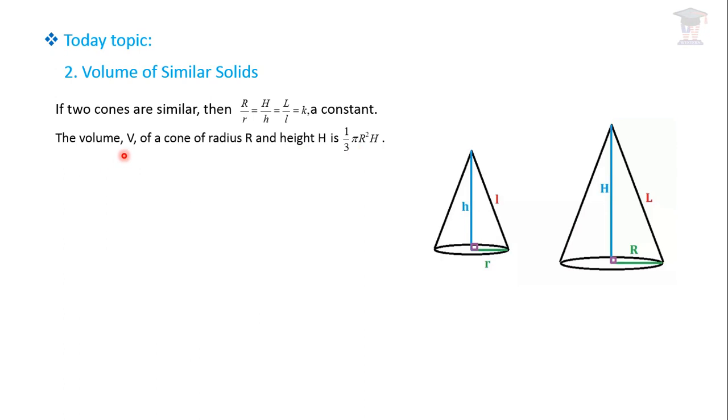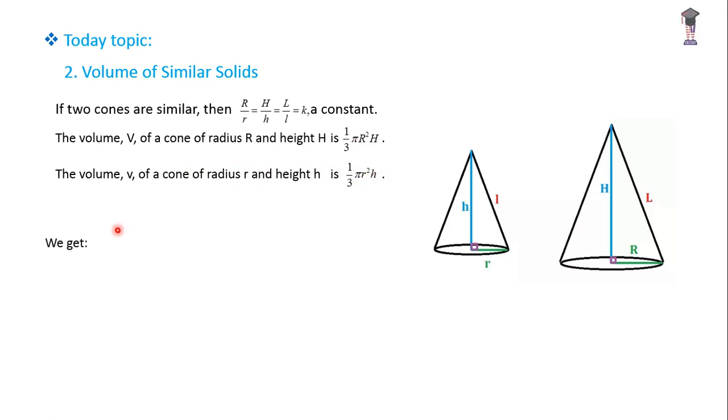So we can identify volume by using capital letter V here to represent the big cone. So the volume is 1/3 pi r squared h. For the smaller cone, by lowercase v, we get 1/3 pi r squared h, the same thing, but we use different radius and height.